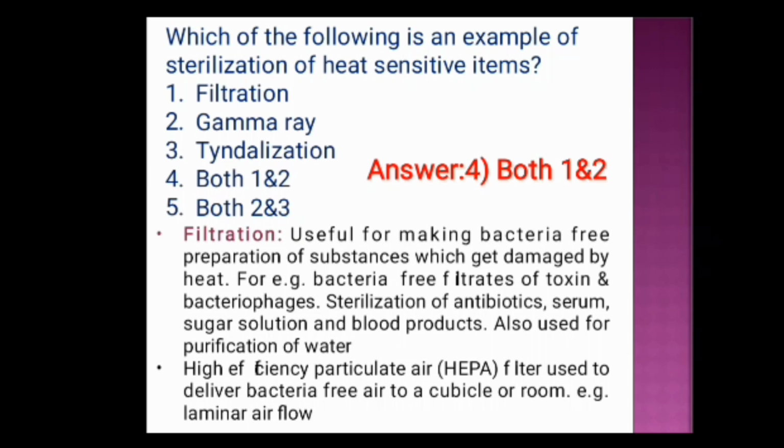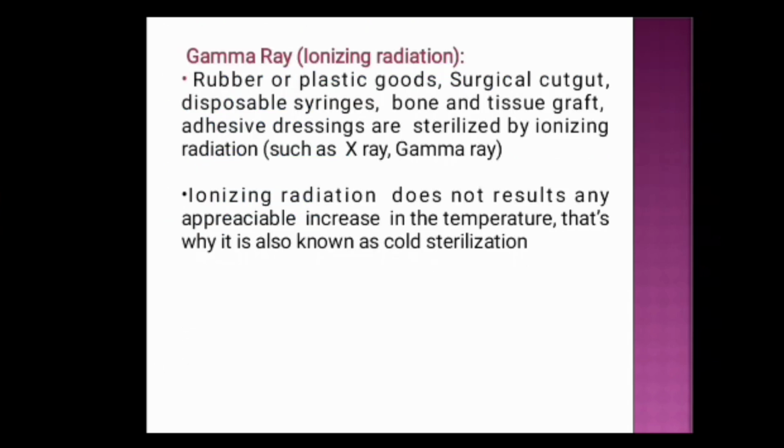The high efficiency particulate air filter, that is the HEPA filter, is used to deliver bacteria-free air to a cubicle or room. An example is laminar airflow. Next, we will discuss gamma ray, which is an ionizing radiation. Gamma ray is used to sterilize rubber or plastic goods, surgical catgut, disposable syringes, bone and tissue grafts, adhesive dressings, etc. The ionizing radiation, that is gamma ray, does not cause any appreciable increase in temperature. That's why it is known as cold sterilization.